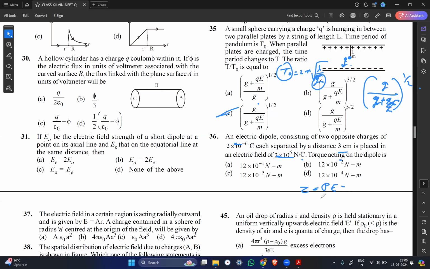You take it as 90. P into E, distance is given, charge is given, electric field is given. Right? Solve it.